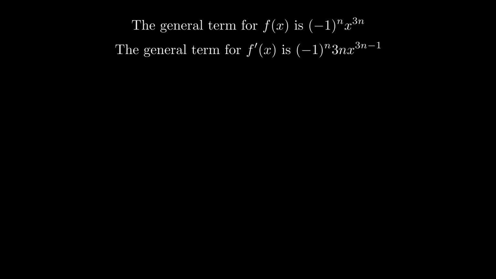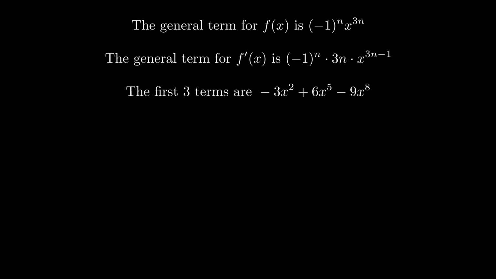And now to find the first three terms for the Maclaurin series for f prime of x, we simply differentiate some of the terms of the Maclaurin series for f of x. So we can differentiate 1 and we simply get 0. We differentiate negative x cubed, we get negative 3x squared. We differentiate x to the power of 6 and we get 6x to the power of 5. And now we differentiate minus x to the power of 9 to get minus 9x to the power of 8. So that's the first three terms.